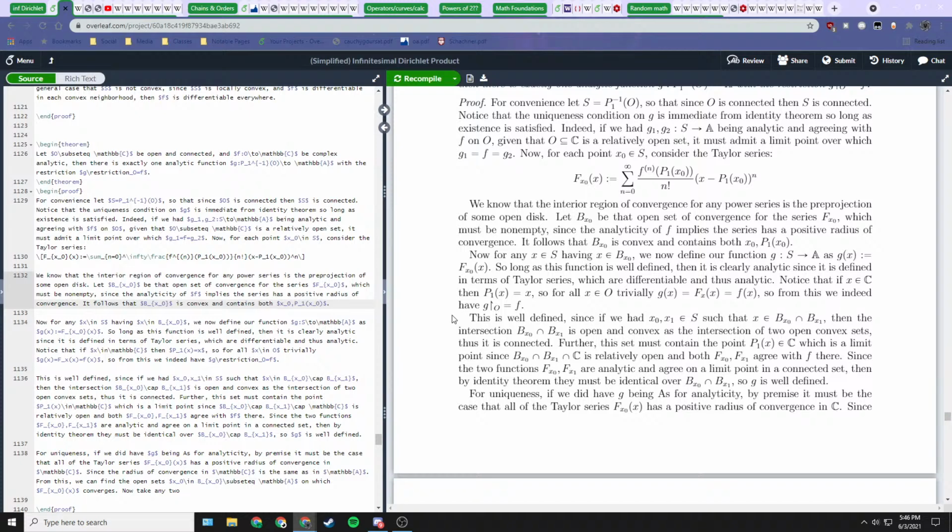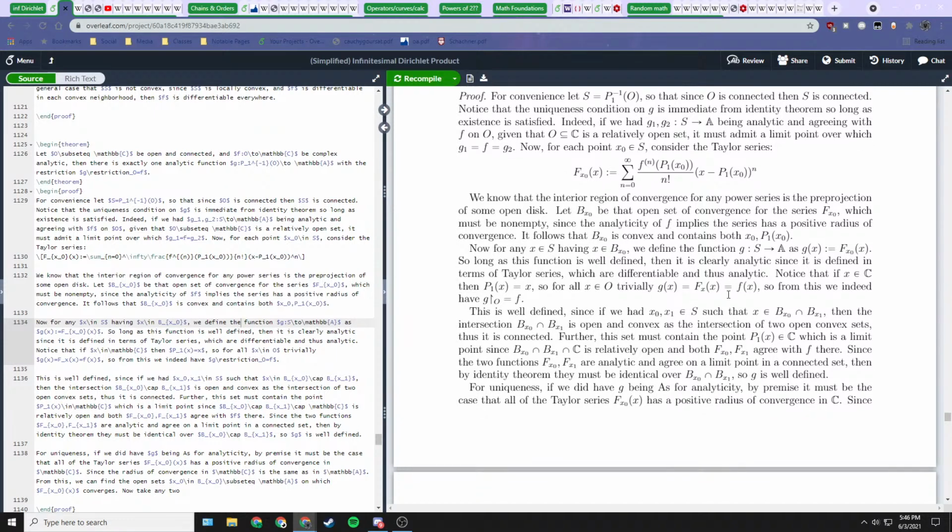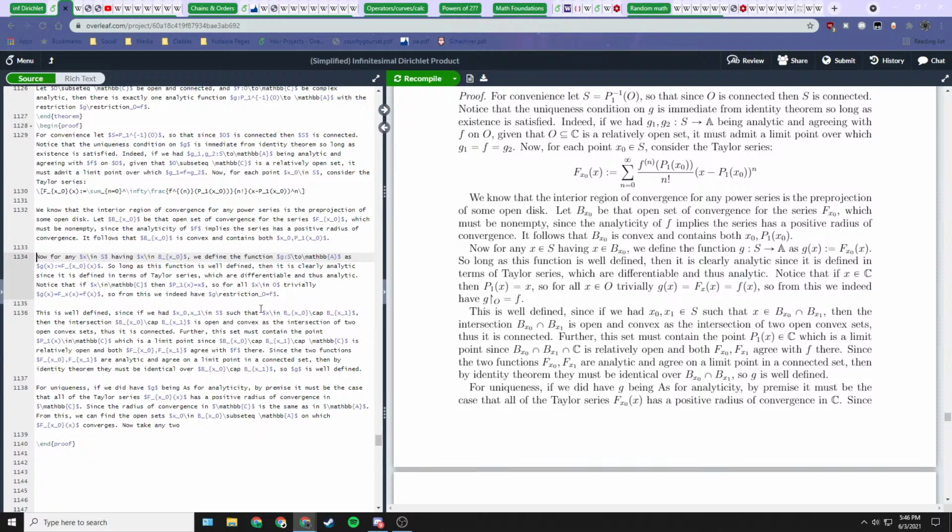For any x in S, having x in B sub x0, define this function g mapping S to A as g of x defined as f sub x0 of x. So long as this function is well defined, it is clearly analytic since it is defined in terms of the Taylor series, which are differentiable and analytic. And for any x in O, we have p1 of x equals x. So for all x in O, trivially, g of x is f sub x of x equals f of x. So from this we indeed have G restriction to O is f.